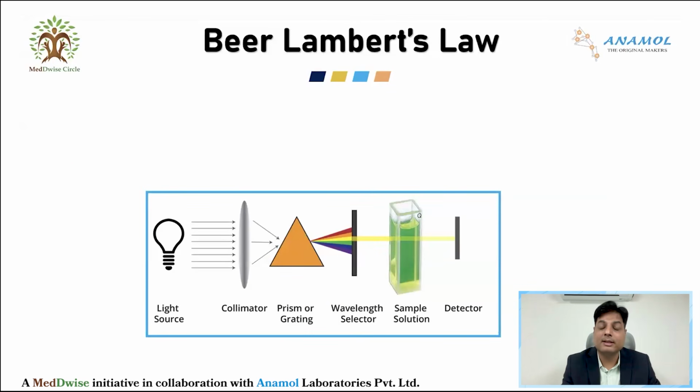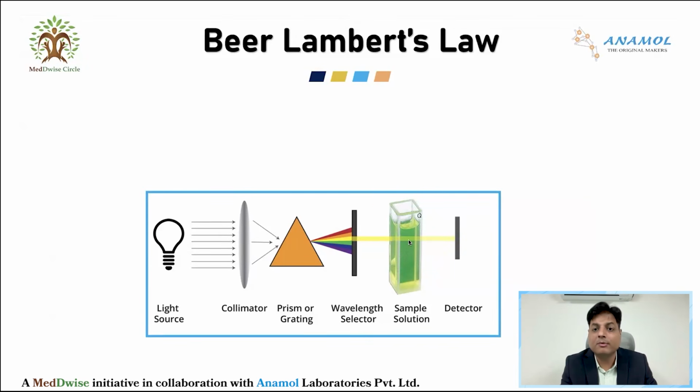This concept is slightly more discussed in this particular image. Just imagine we have a light source, and the light goes through something called a prism, and then through something called a wavelength selector. This wavelength selector will allow a particular wavelength of light to pass through it and fall on the colored solution.